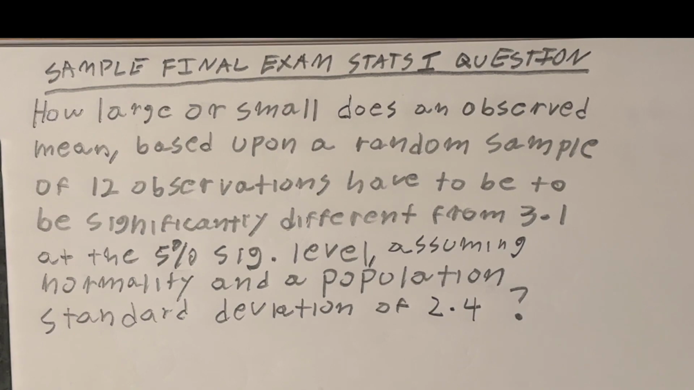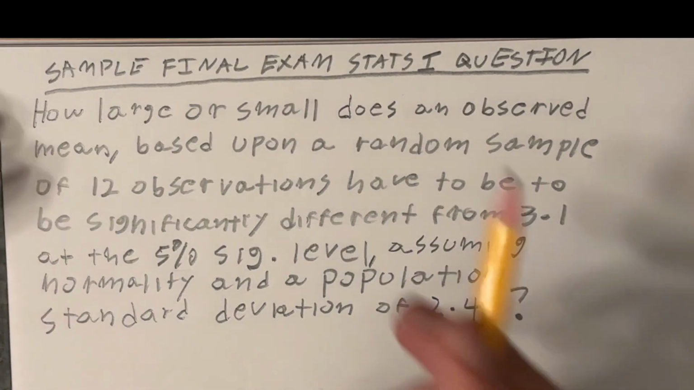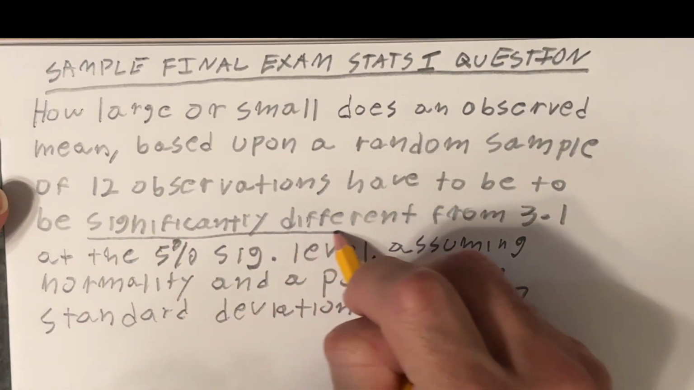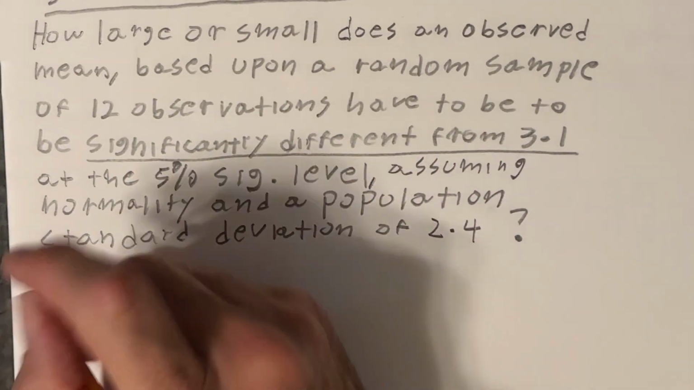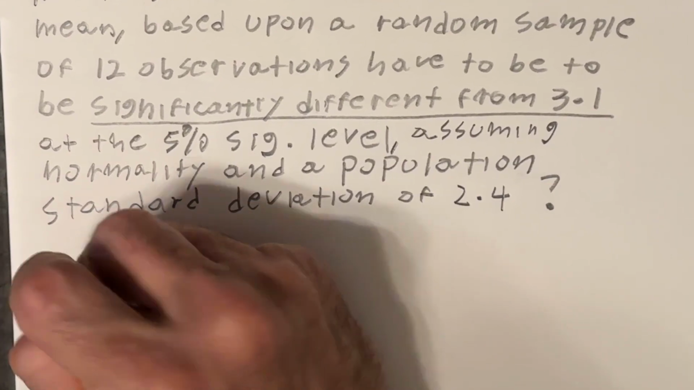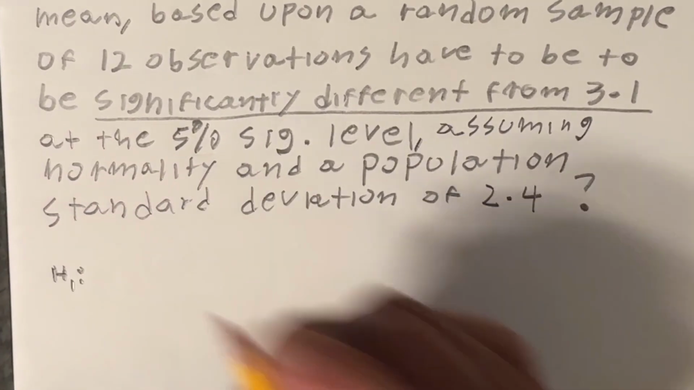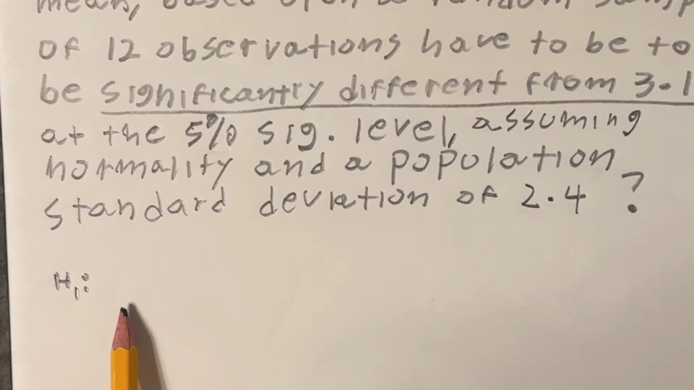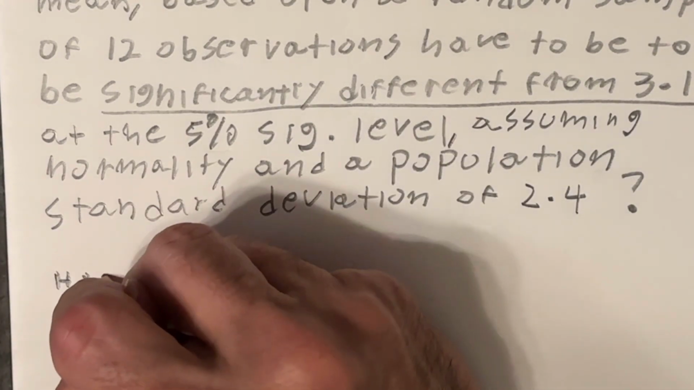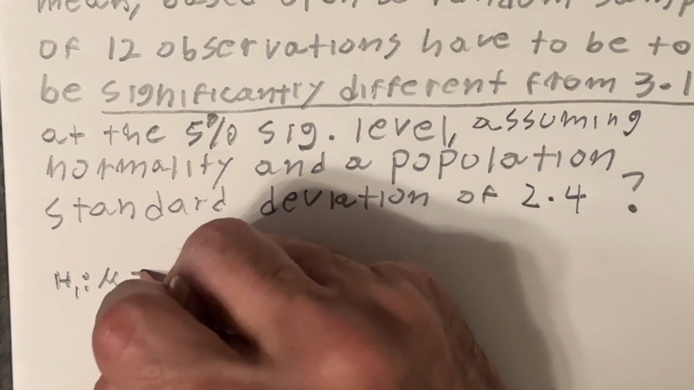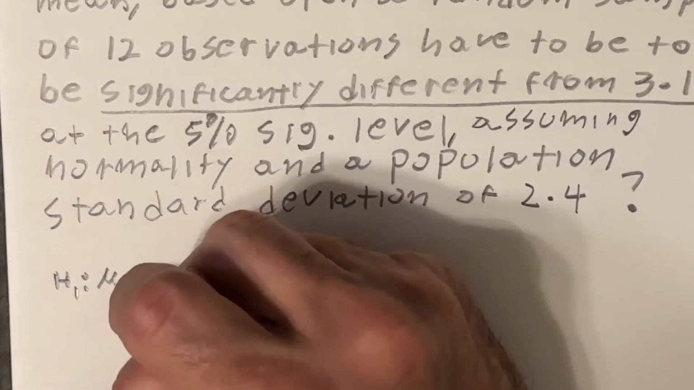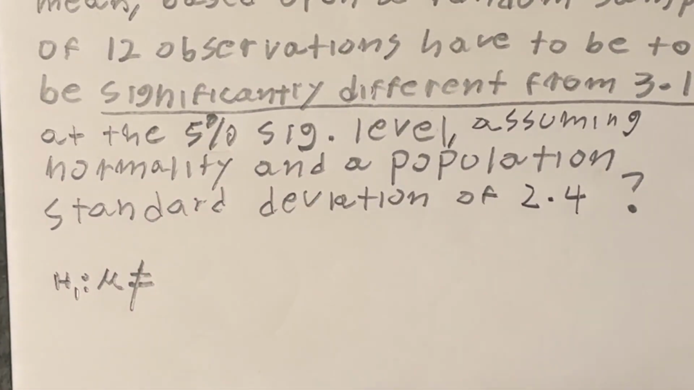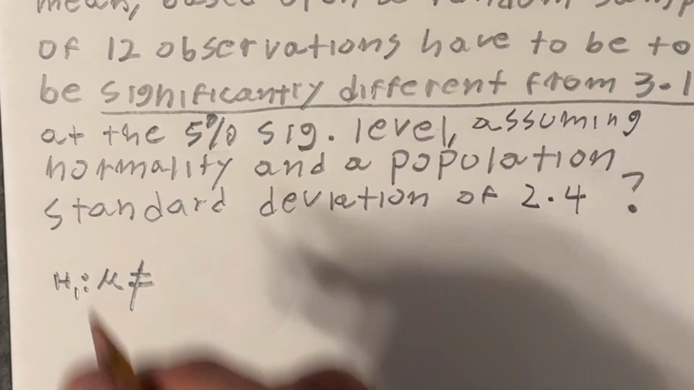So let's put this into statistical symbols. When you see significantly different from 3.1, this actually tells you your alternative hypothesis. Now, some professors will use H1, other professors will use HA. It doesn't matter, use whichever one your professor uses. But the alternative hypothesis is that the population mean is not equal to, that means different, from 3.1.